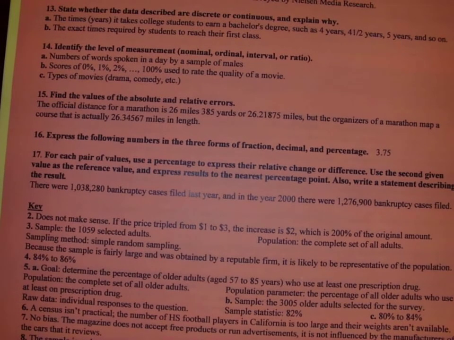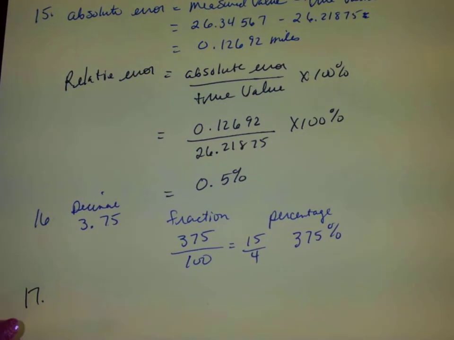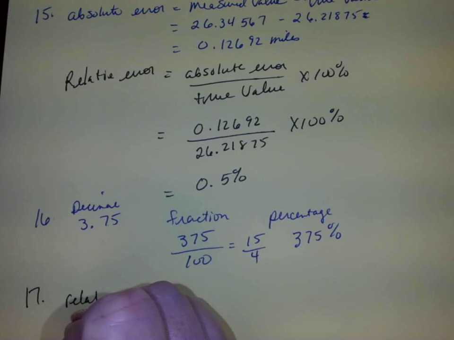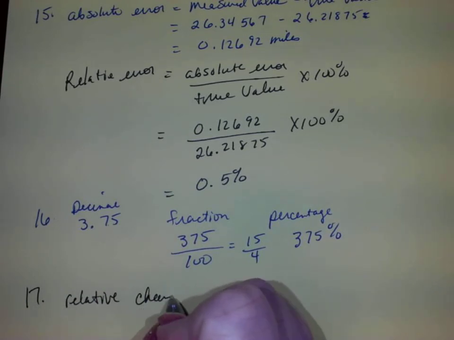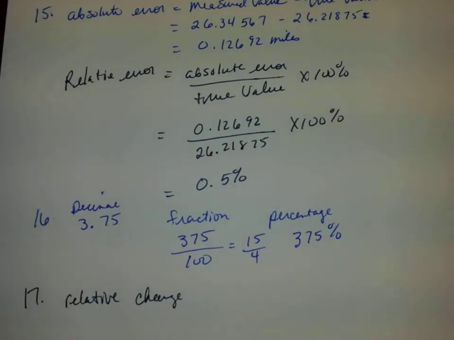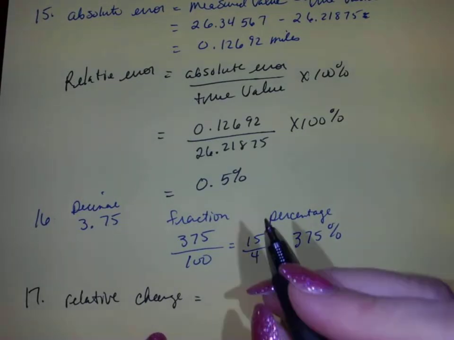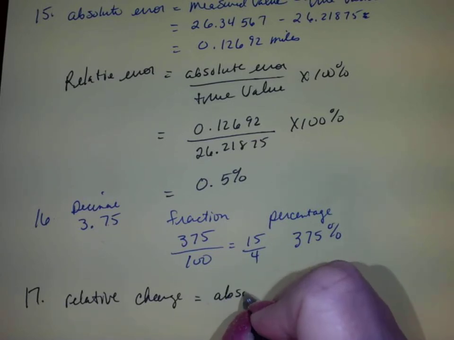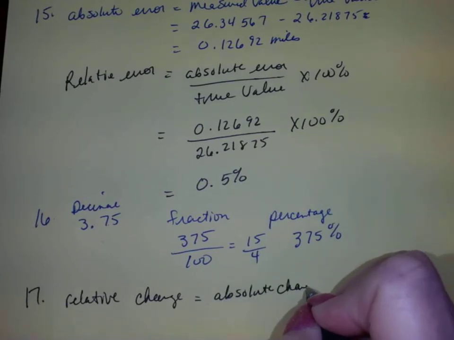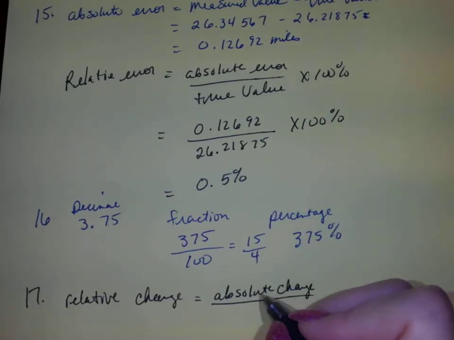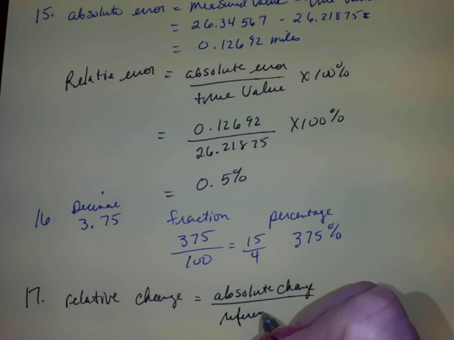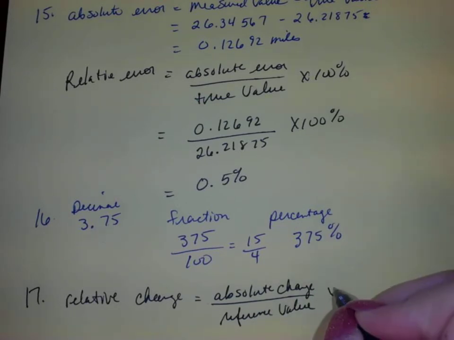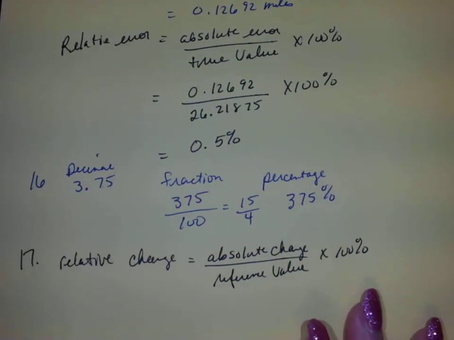So we're looking for the relative change. So if we recall the relative change, let me move my papers here. So the relative change is going to be equal to the absolute change over the reference value. And again, we're going to multiply that by 100%.